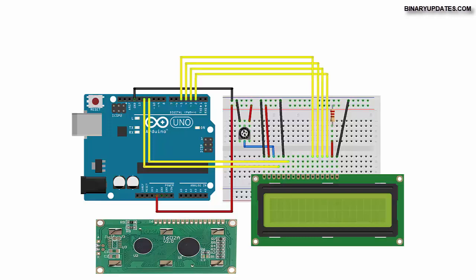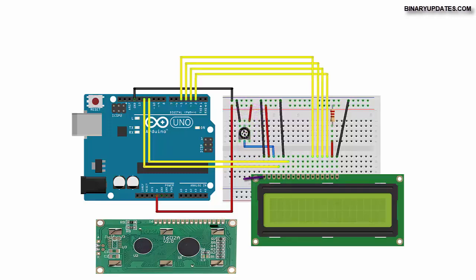Now let's connect LCD pin number 1, which is the VSS pin. We're going to connect it to the Arduino ground pin. So pin number 1 of the LCD will connect to the GND pin of the Arduino. LCD pin number 2, which is the VDD pin, is going to connect to the +5 volt pin of the Arduino.